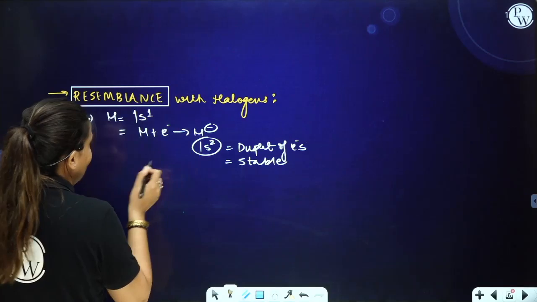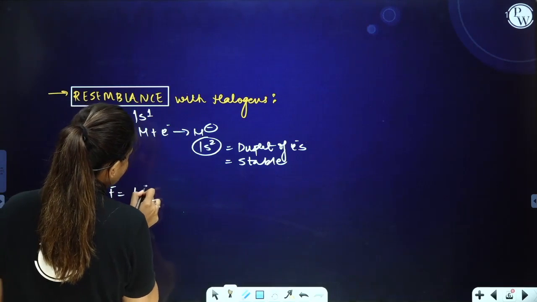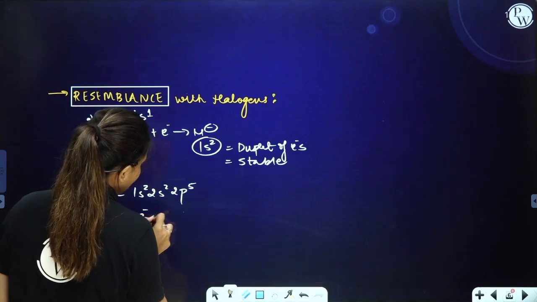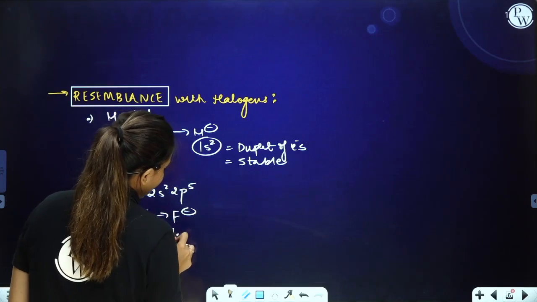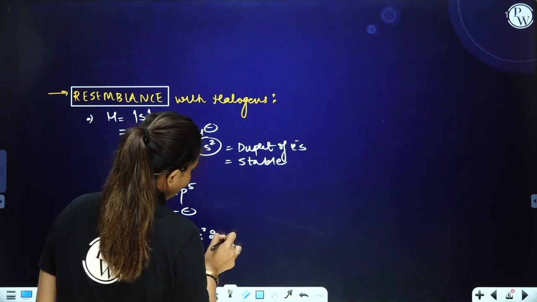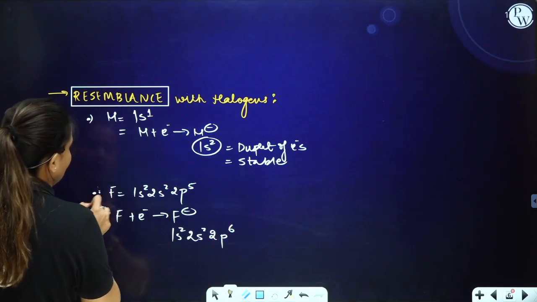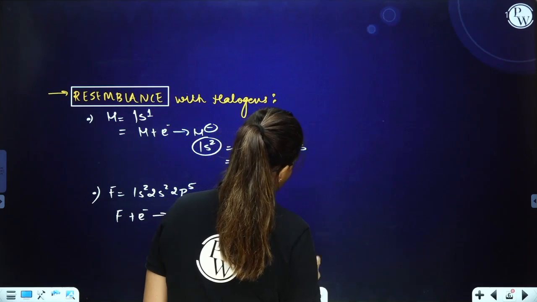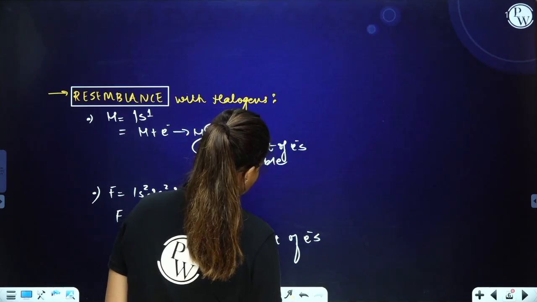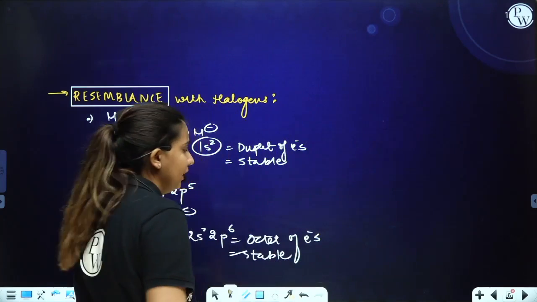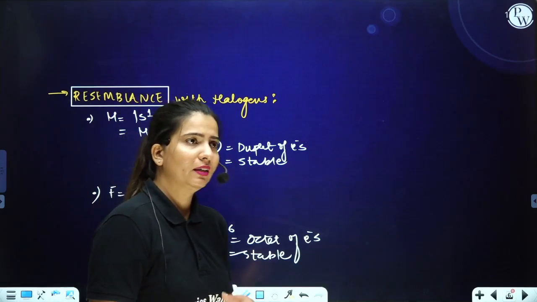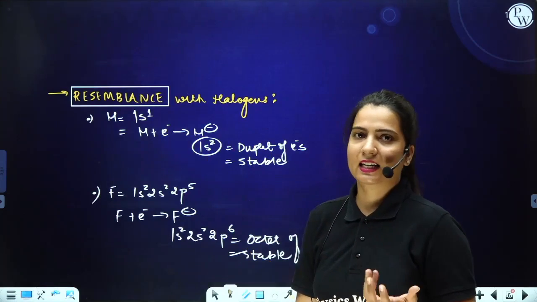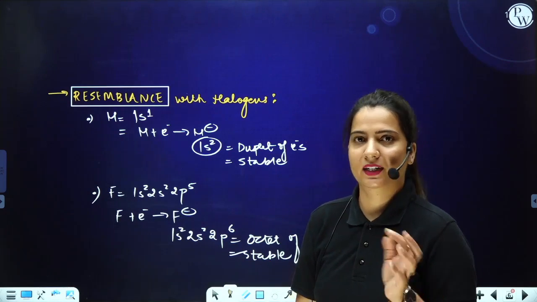After that, let's say I take fluorine, which is 1s2, 2s2, 2p5. If it accepts one electron, it becomes F negative, with 1s2, 2s2, 2p6. This is considered an octet of electrons, and that is considered stable. So both of them can accept one electron and form compounds, achieving the stable noble gas configuration of the duplet and the octet, okay.